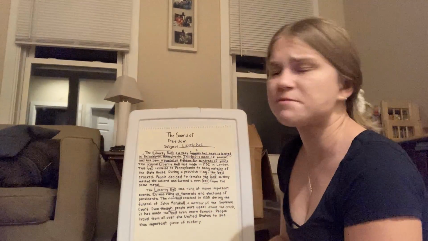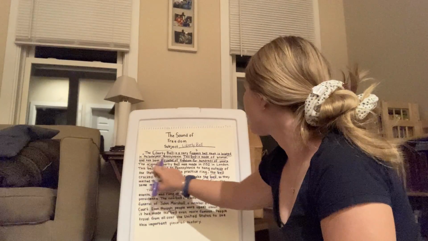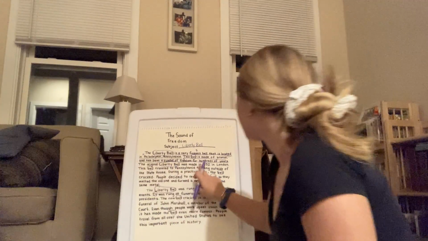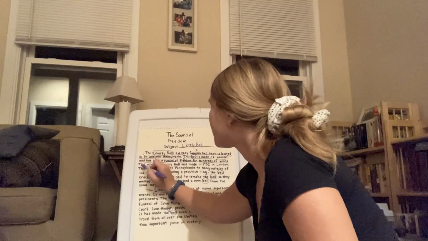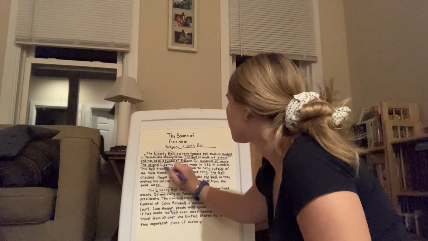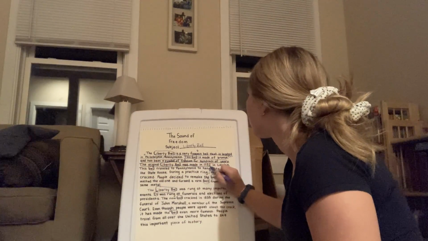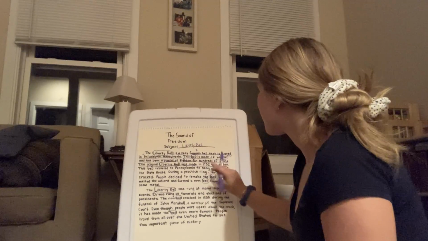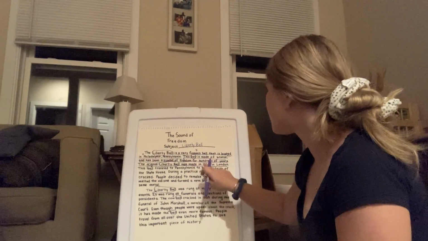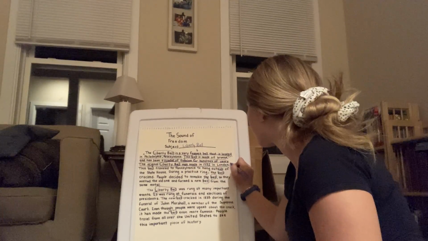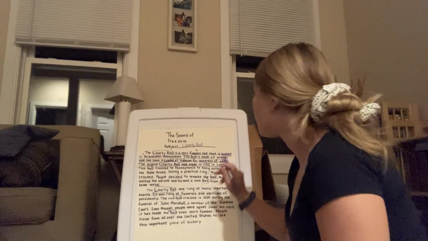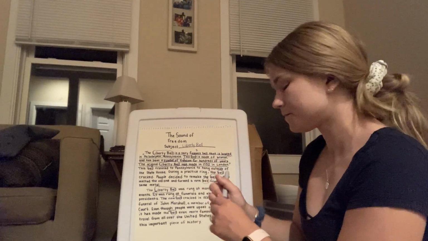Let's do one more fact before we move on today. The original Liberty Bell was made in 1752 in London. That's another important fact that we can underline. And we can say that's part of its origin. It was made in 1752 in London. So that's part of the origin of the Liberty Bell.